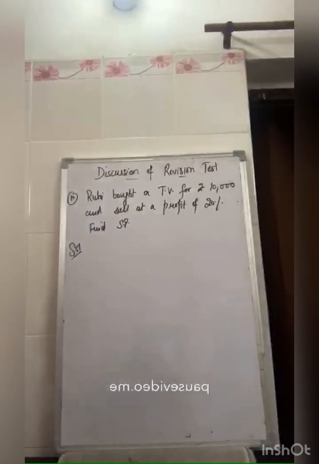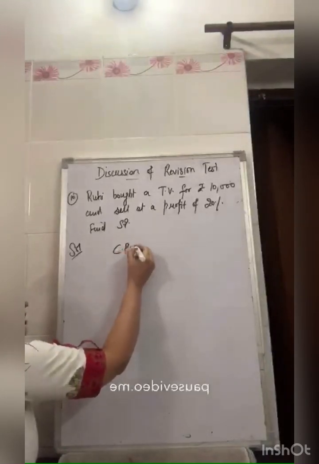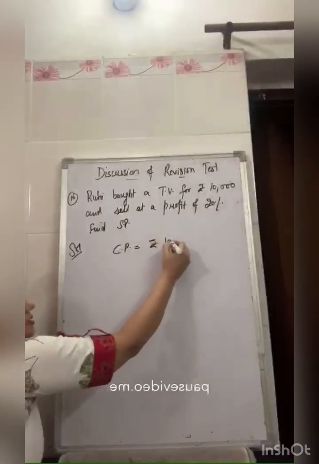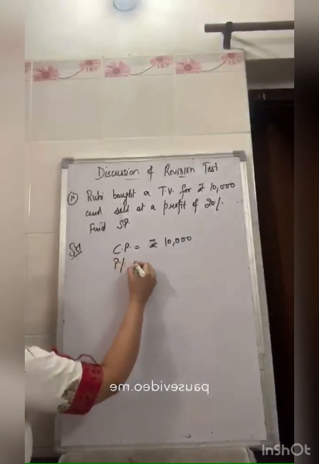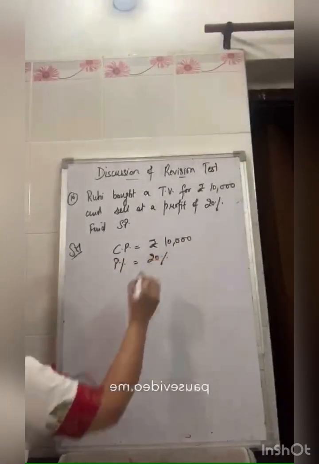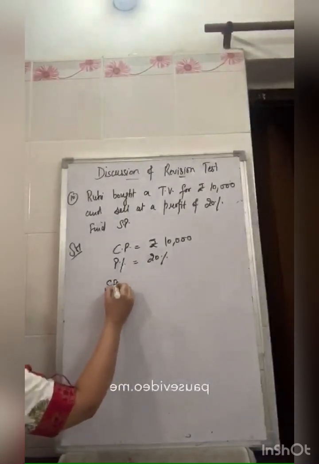Next question number 10. Ruhi bought a TV for rupees 10,000 and sold it at a profit of 20%. Find the selling price. Now beta, what is given in this question? Cost price is rupees 10,000. Profit percent is 20%. Now we have to find the selling price.